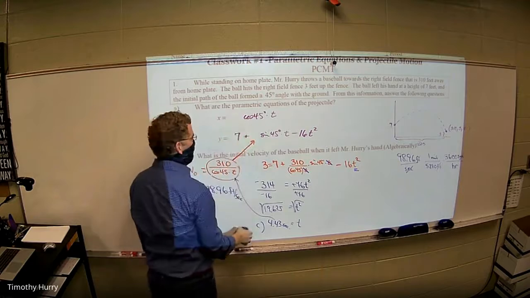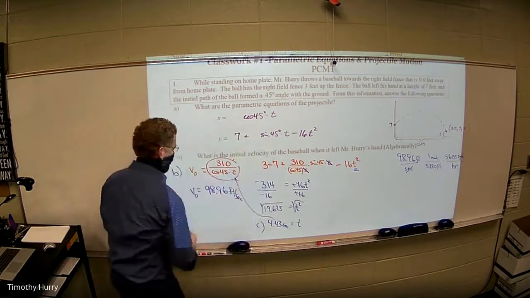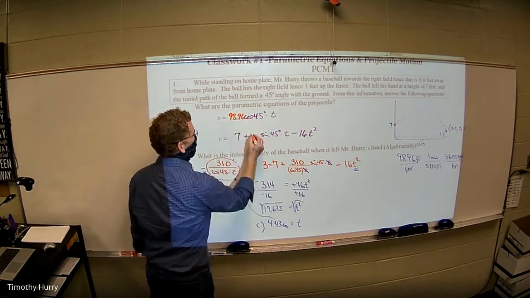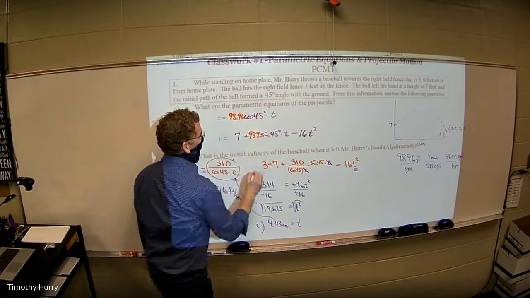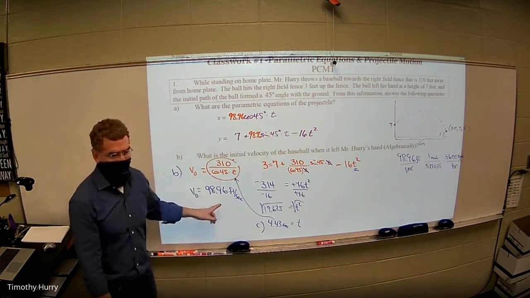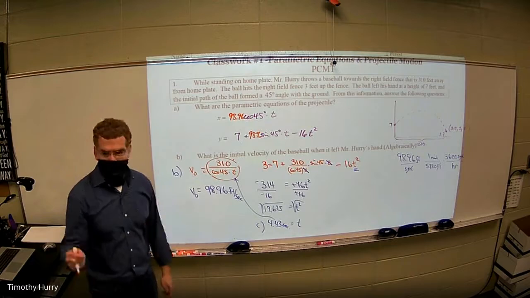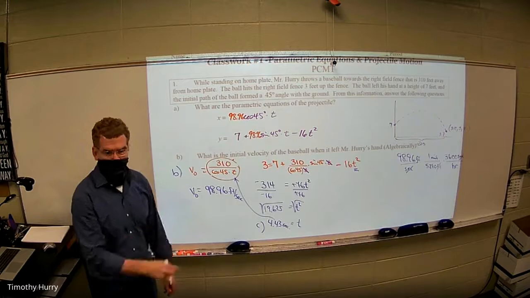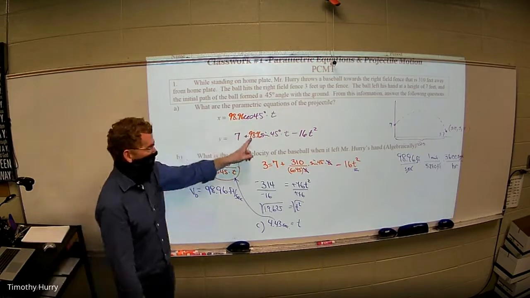My initial velocity. So now that I have my initial velocity, which is 98.96, and by the way, I'm rounding 98.96 when I write that, aren't I? What would be a really good idea for you if you were going to use parametric equations and you didn't want a rounded value here?